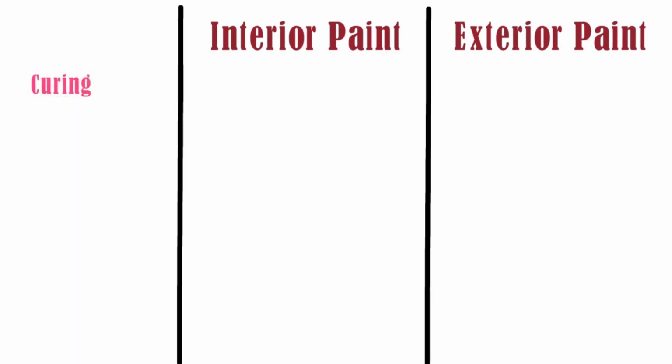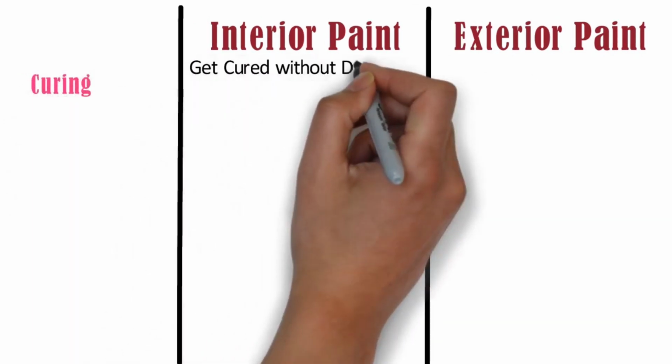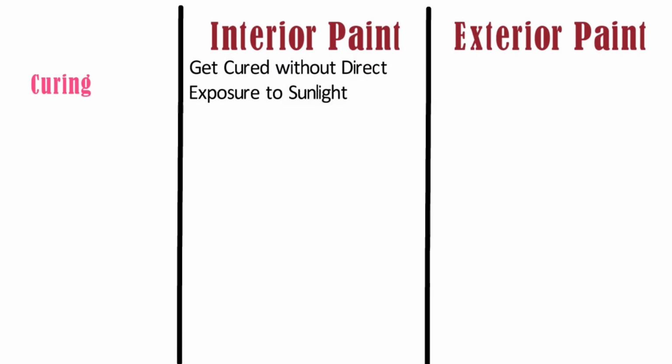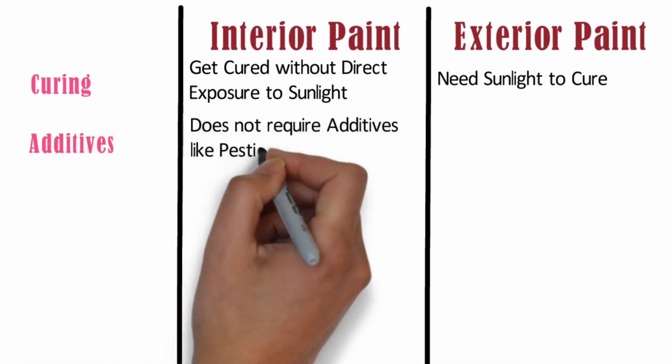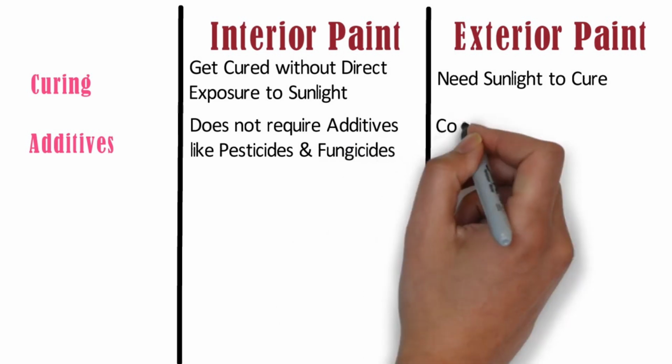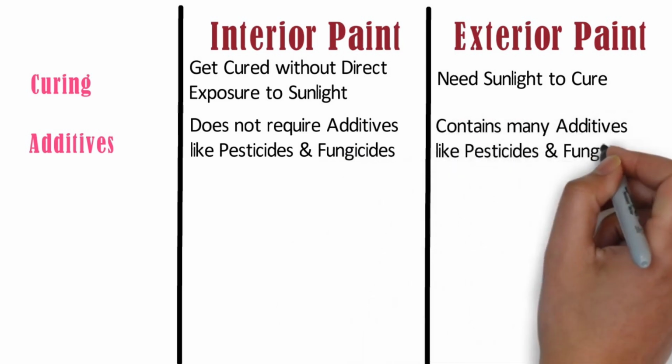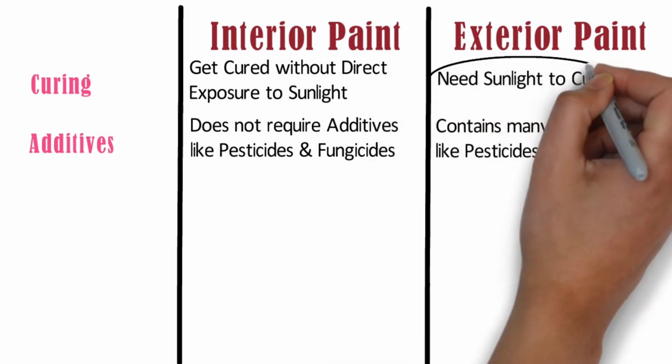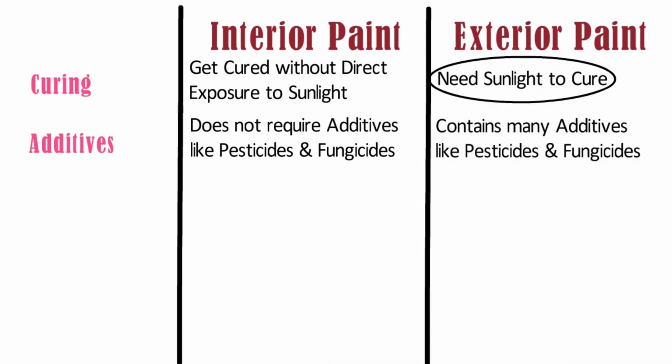Curing. Interior paint can be cured even without direct exposure to sunlight, whereas exterior paints need sunlight to cure. Additives. Interior paint does not require additives like pesticides and fungicides, whereas some exterior paint contains many additives like pesticides and fungicides, and that's why they need sunlight to cure.